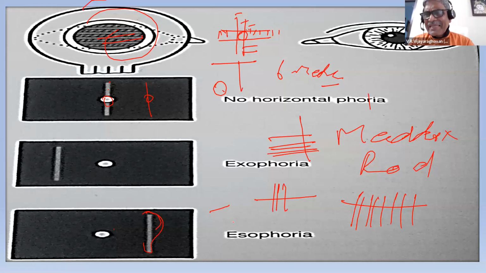That means you are presenting dissimilar images to the brain, so they can break the fusion. You have a tendency, the eye is going to deviate. If the line has come to the right side, the same side of the eye, naturally it's eso; if it has gone the other side, it is exo. If the line has gone upwards, same thing, left hyperphoria. If the line has come down, right hyperphoria. This is the way you tell.